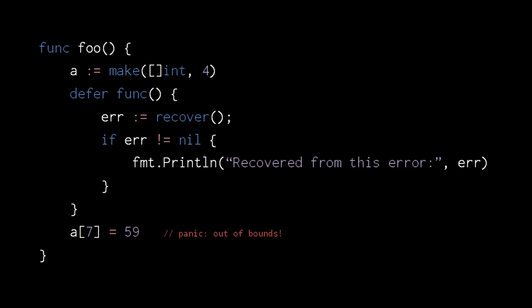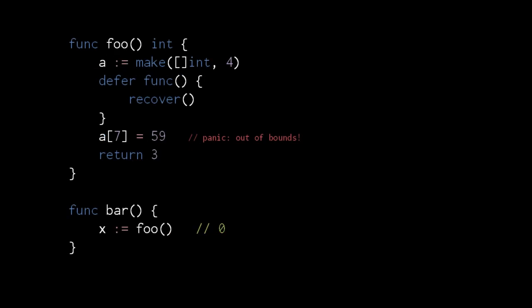When a panic is triggered, the panic can be given an error value indicating the cause of the panic, and calls to recover will return this value. Here, when recovering, we print out the error. When a function recovers from a panic, it by default returns zero values. Here, foo recovers from panic, and so it returns zero.